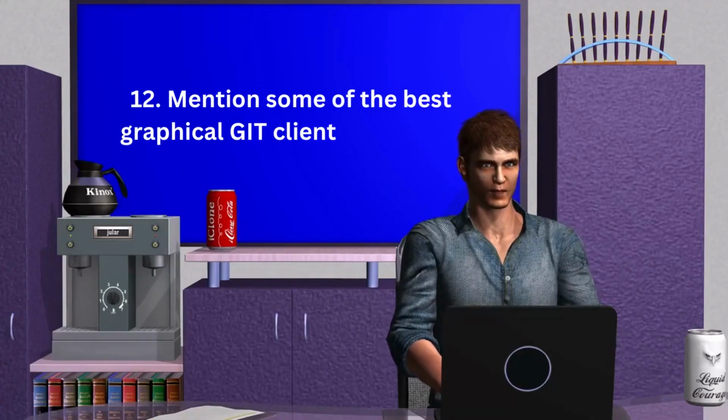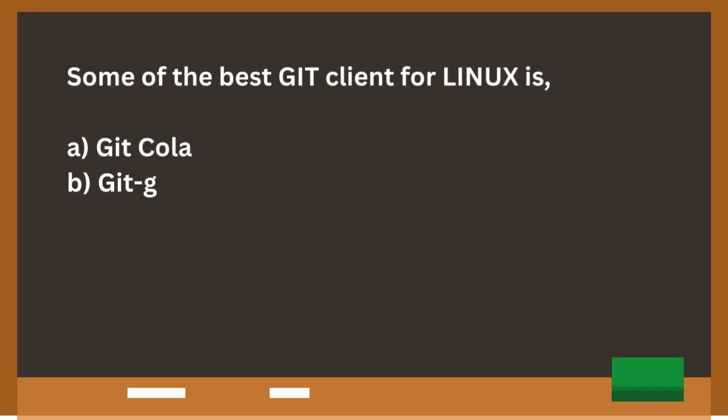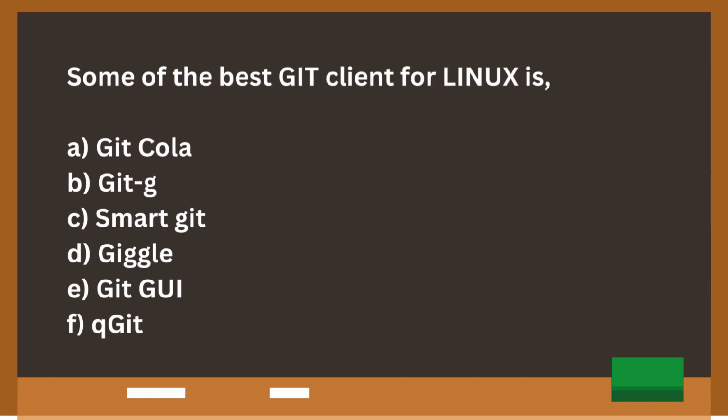12. Mention some of the best graphical Git clients for Linux. Some of the best Git clients for Linux are A. Git Cola. B. Gitg. C. SmartGit. D. Giggle. E. Git GUI. F. QGit.